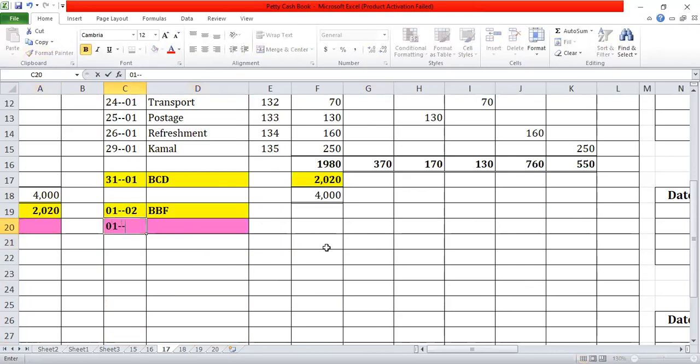Once again, it is on the same date. The cash should be collected. How much? The amount which is required to make this balance 4,000. It is exactly the amount which we have spent on petty cash in the last month. Now, please note that the imprest value is again 4,000 rupees.